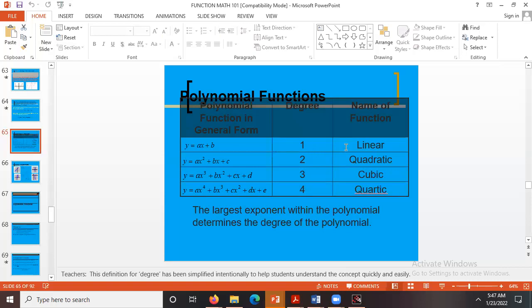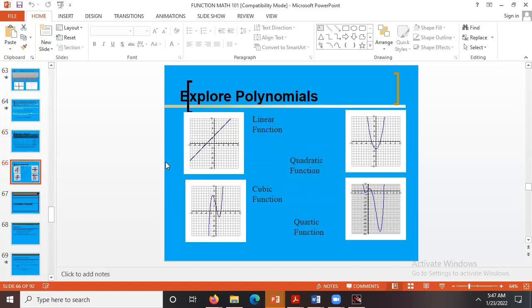These are the various names given to it. When the degree is 1, we say it's a linear function. When the degree is 2, we say it's quadratic. When the degree is 3, we say it's cubic. When the degree is 4, we say it's quartic. Again, what we need to understand is the degree determines the number of turning points. In a linear function, the degree is 1, so 1 minus 1 gives us 0 turning points. That is why there's no turning point in the linear function.